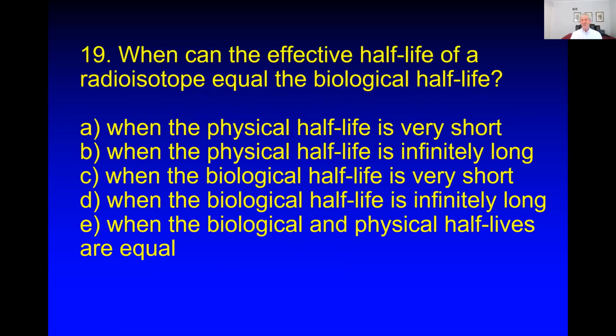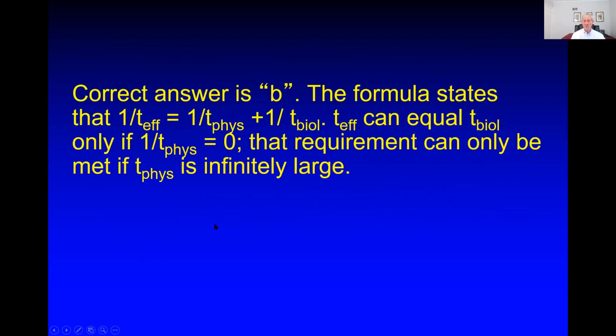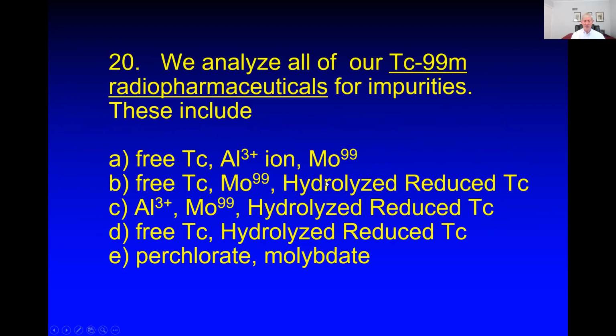Okay. When T effective equals T biological, which one of those 5 statements is true? B. Good. Remember that when T effective equals one of them, that's going to be the short one. The other one, the longer one, is going to be infinitely long. So in this case, the physical half-life will be infinitely long. Choice B. And there's the little explanation for you.